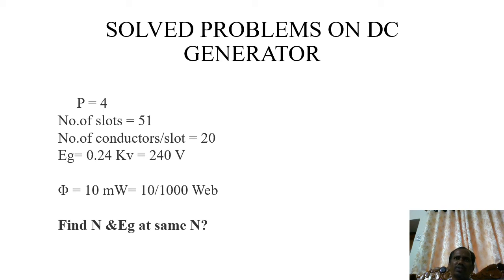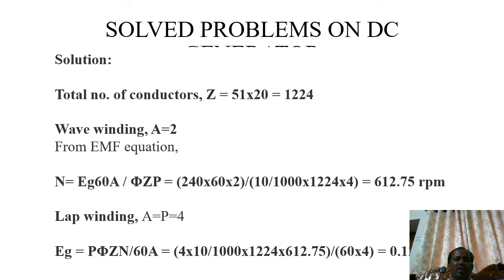Now substitute these values in the equation. The total number of conductors Z is equal to 51 into 20, that is 1020 conductors. The type of winding is wave winding, then the parallel paths A is 2. So now we can note and write the EMF equation. E_G is equal to PφZN by 60 into P by A. Write N from this equation: N is equal to E_G into 60A by φZP.